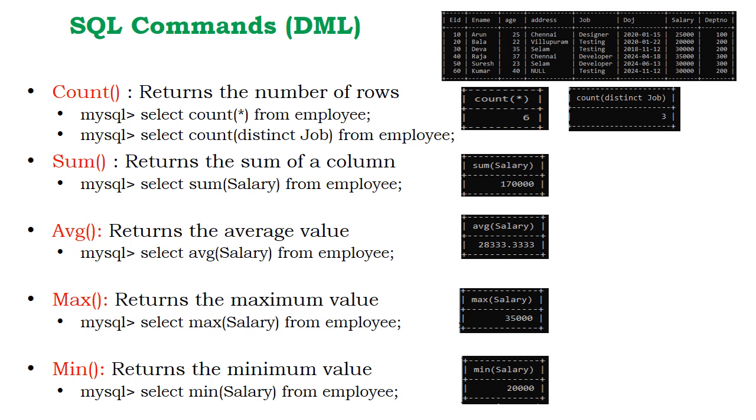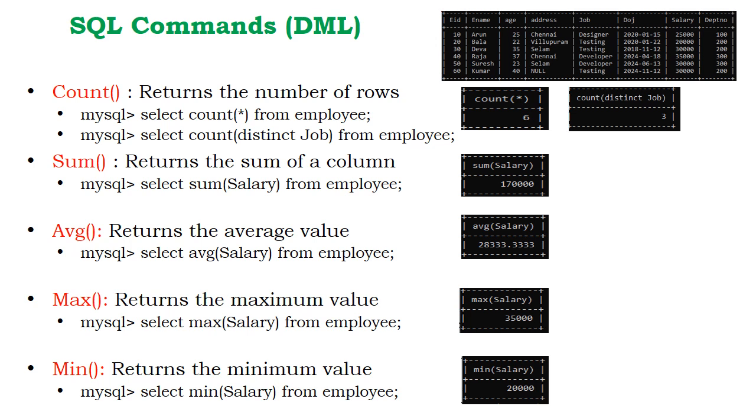The next function is sum. It will return the sum of the column. For example, if you want to calculate the sum of the salary, then we can apply this function. Select sum of salary from employee. It will calculate the sum value, then it will return. The next function is average. It returns the average value. For example, select average salary from employee. It will calculate the average of salary, then it will return.